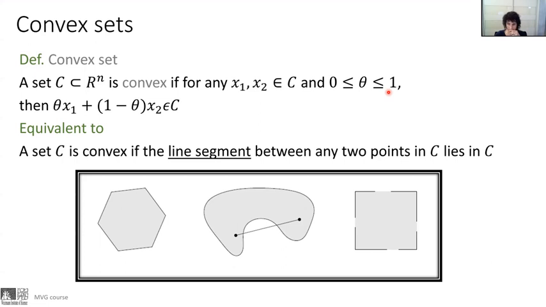So an affine set must be infinite? An affine set is always a convex set. A convex set is not always an affine set. Okay?